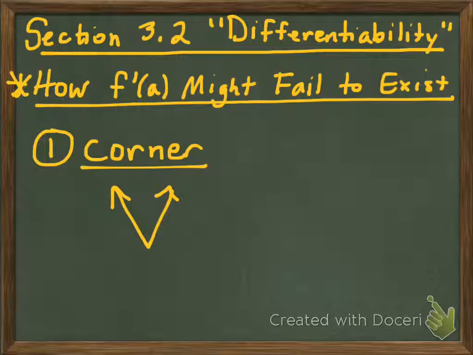All right, how about the other side? It would be 1 coming from the other side, right? So clearly 1 does not equal -1. The derivative does not exist at a corner. Got it? Yes. Okay? Now, the next thing we talk about is a cusp.